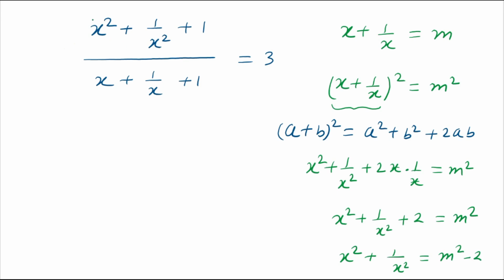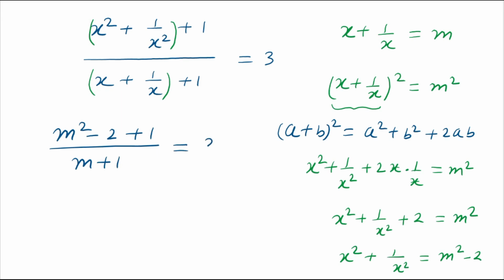Now x^2 + 1/x^2 is replaced by m^2 minus 2. Here we have m^2 minus 2, then plus 1, and the expression x + 1/x is replaced by m, plus 1. This is equal to 3. On the left-hand side, m^2 minus 2 plus 1 is m^2 minus 1, over m plus 1, and this is equal to 3.